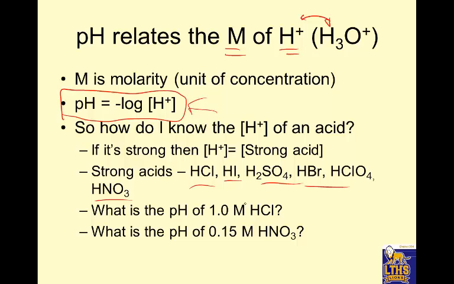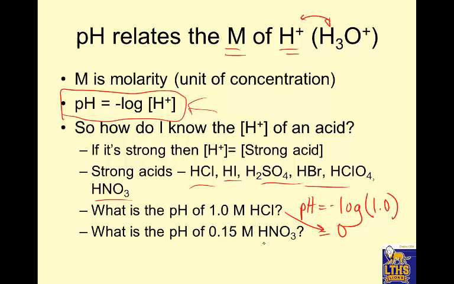So the pH of 1 molar HCl, we would say pH equals negative log. Plug the negative sign, the log button, into your calculator and put 1.0 and hit enter, and you find the pH of 1 molar HCl is 0. That's a very low pH. Remember, 1 molar or higher is concentrated, and it's a strong acid.